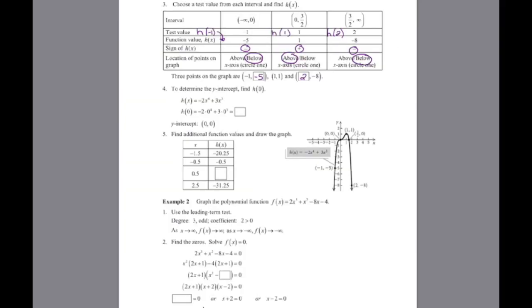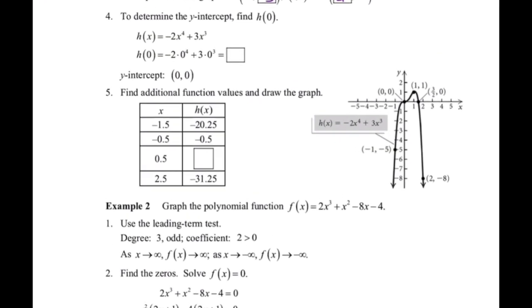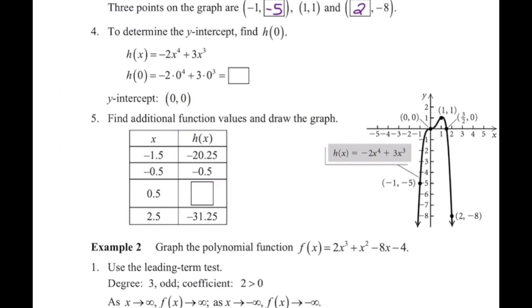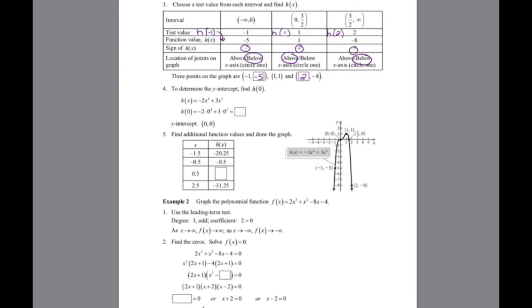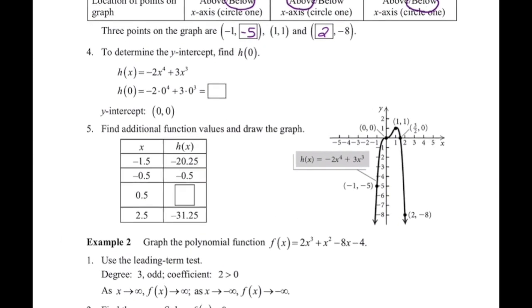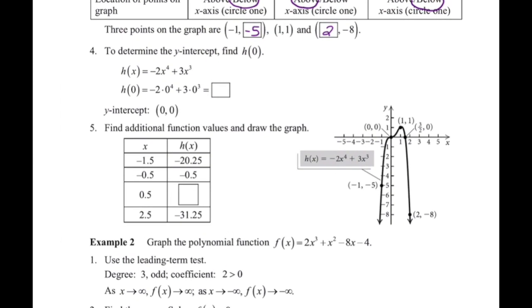Let's actually see what it's going to look like by filling in more points. We now need to determine the y-intercept. So to do that, I'm going to plug in 0 for my value, my function value, and evaluate. When I evaluate, I also get 0, 0. So now I have another point. So far I have the points -1, -5, 0, 0, 1, 1, and 2, -8.